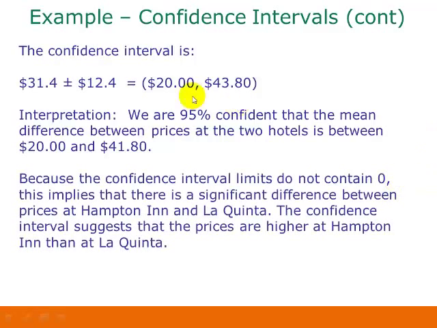And again, we look at whether the confidence interval includes 0. In this case, it doesn't. So that does imply that there's a significant difference between prices at Hampton Inn and La Quinta. The confidence interval suggests that the prices are higher at Hampton Inn than at La Quinta. And again, if the confidence interval did include 0, that would be saying there's a possibility that the difference between the two is 0, which would be the same as saying that they're the same.